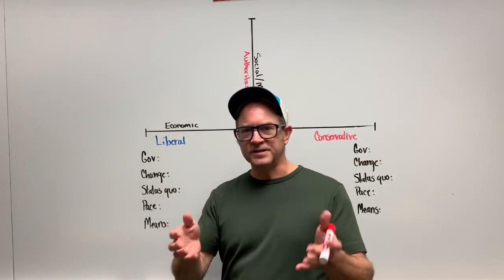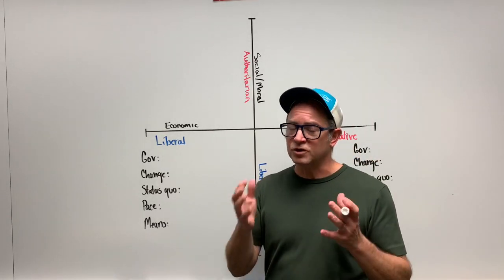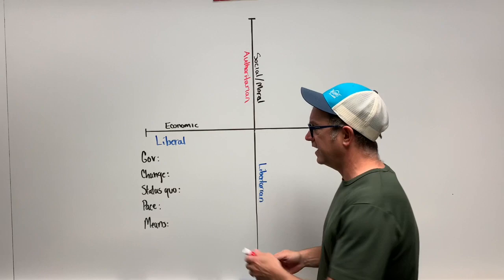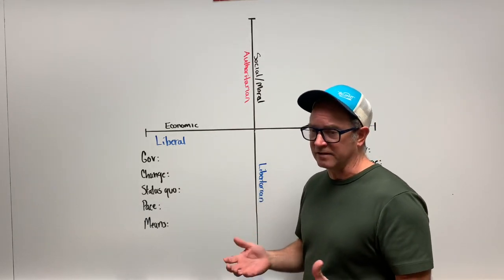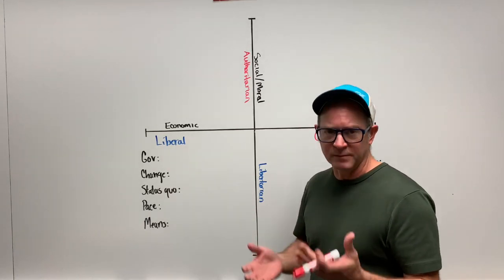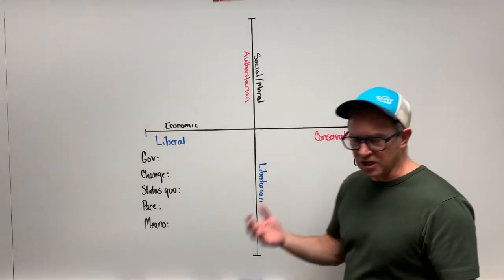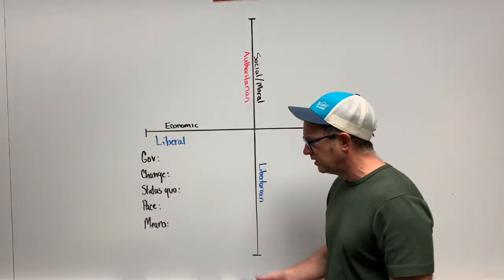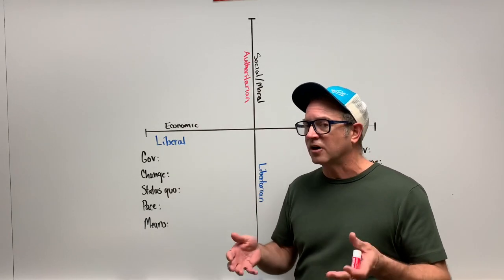All right, we're now ready to compare liberal to conservative. And here's the criteria in which we're going to make the comparison. So we have gov, which means government involvement in your economic life. So how do they feel about having the government answer the economic questions? And then you got change. How do they feel about change? How do they feel about the status quo? Status quo is just a fancy Latin phrase that means the way things are right now.